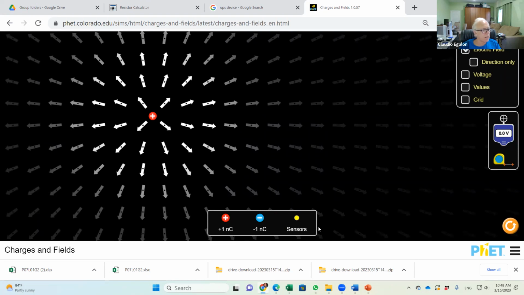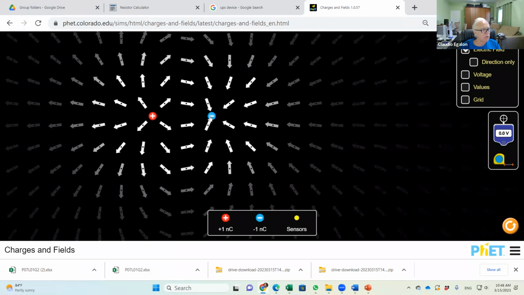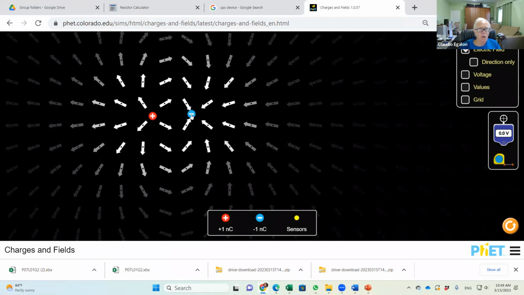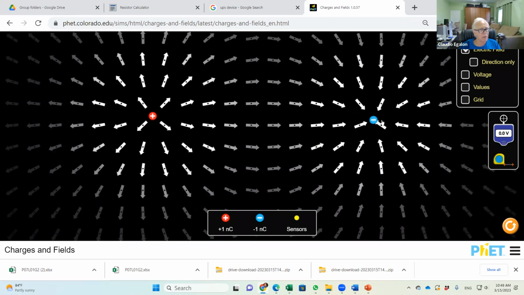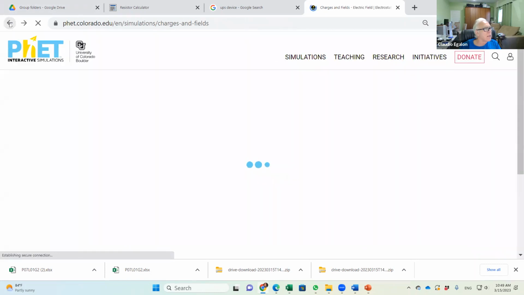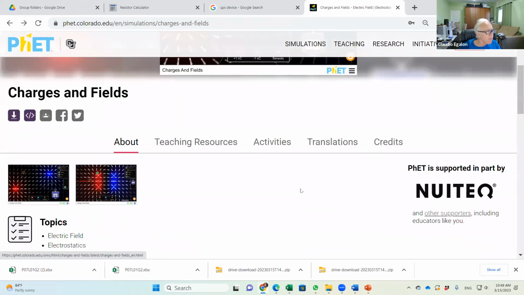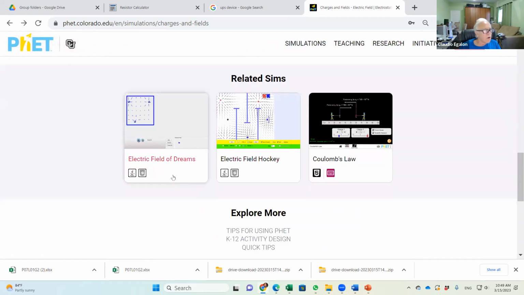Direction, okay. And then if we add another charge, the field of the negative charge interacts with the field of the positive charge and disturbs it somewhat, right? That's one. And electric field hockey.